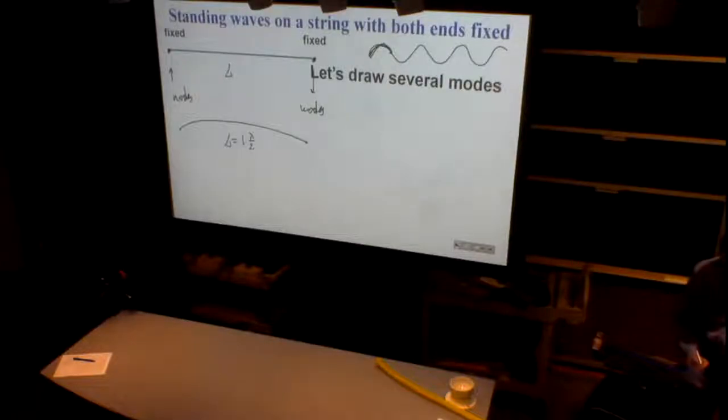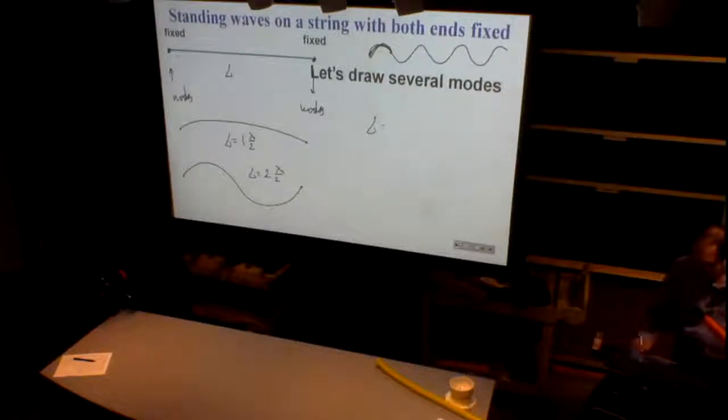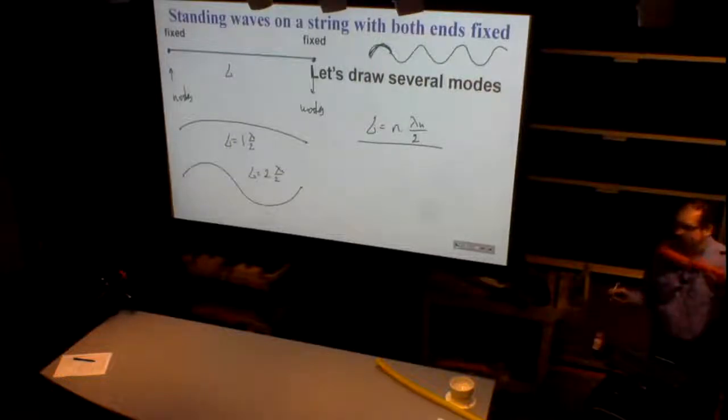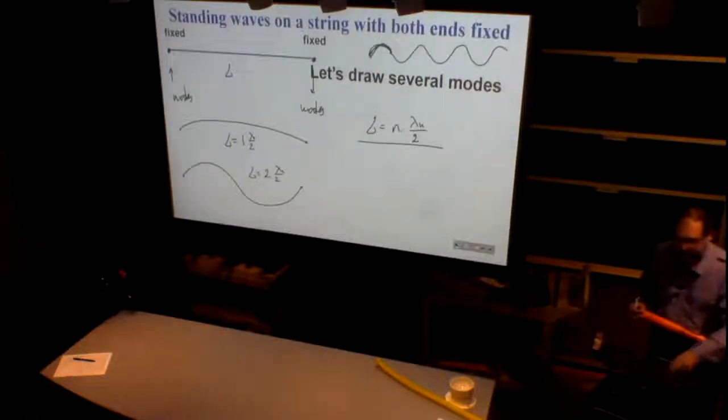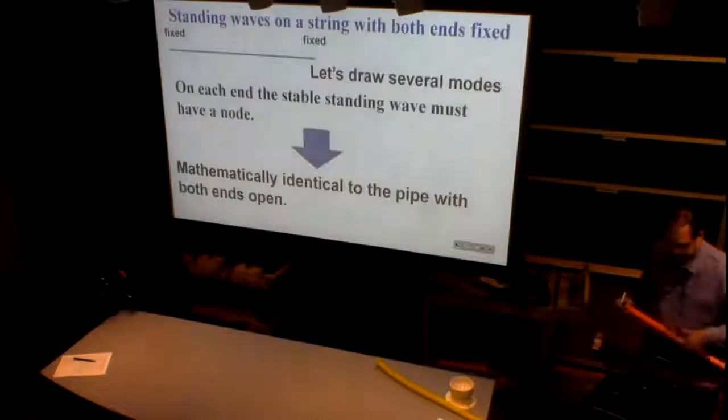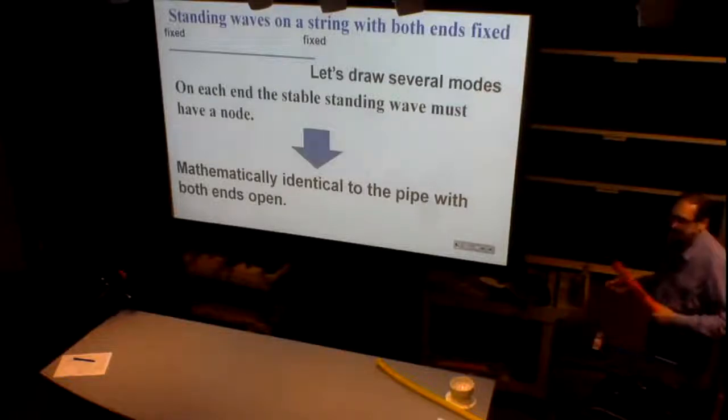But the next would look like this. L equals 2/2 of the wavelength. That's the wavelength number 1, that's the wavelength number 2. So we can see that, again, the equation for any wavelength of a standing wave generated on a string with both ends fixed is exactly the same as the equation for standing waves generated in a pipe with both ends open. So they are mathematically identical. These are several pictures, and this is the conclusion. Mathematically identical. There is no difference.